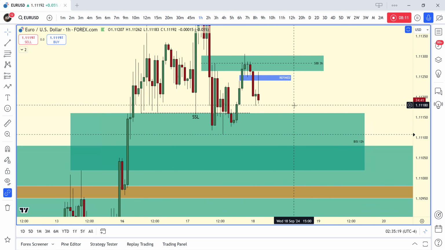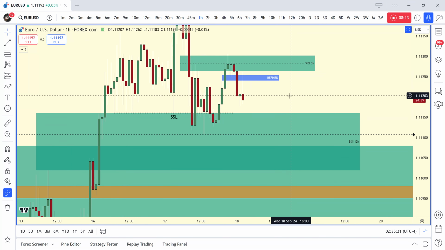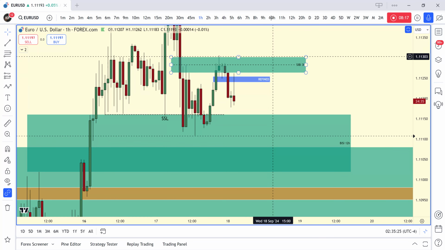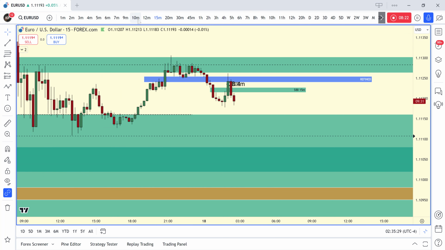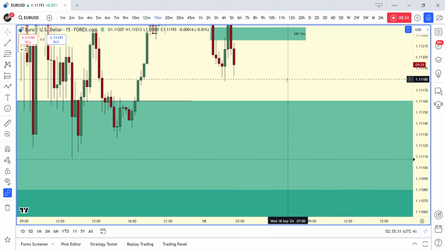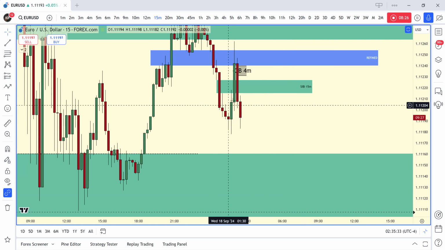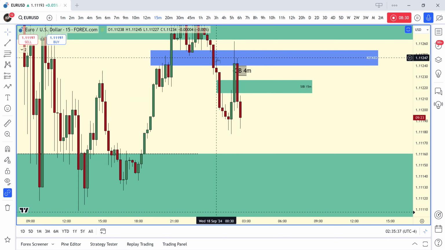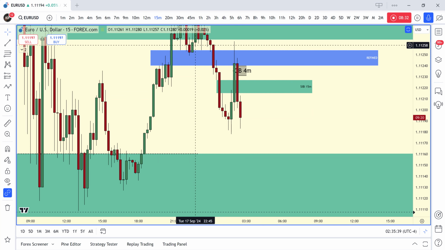1 hour gap here. Let's see what happens. I believe there's no news today except core retail sales at 8:30 a.m. New York time. Okay, let's go down even lower time frame. So we got 15-minute here. Came into the 15-minute, took out a low, went into the 1 hour and 15-minute gap within that refined 1 hour, dumped all the way down.